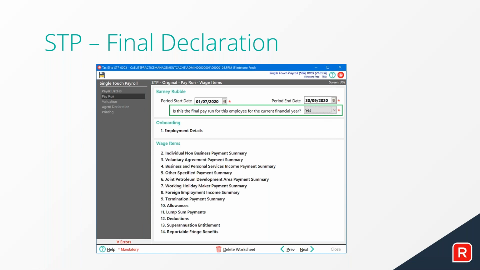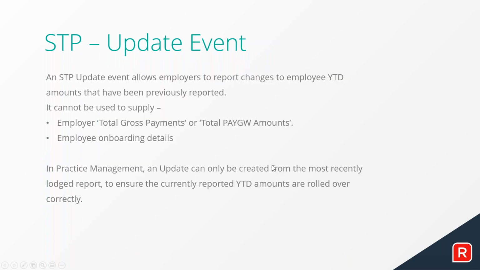And once that's finalized, that makes the information available at the ATO end for the employee to be uploaded as a pre-fill. The other way of doing that, as I said before, is through an update event. I will show you quickly where this is done in a bit.